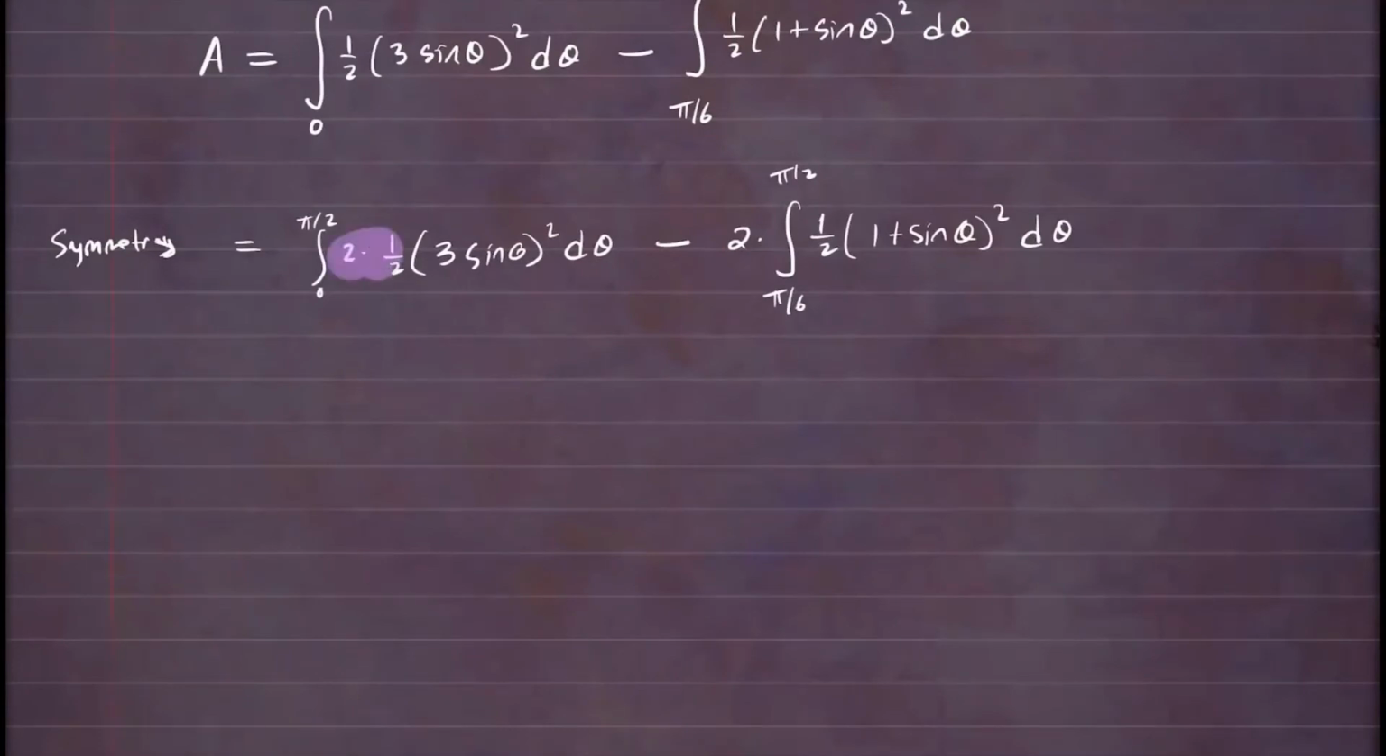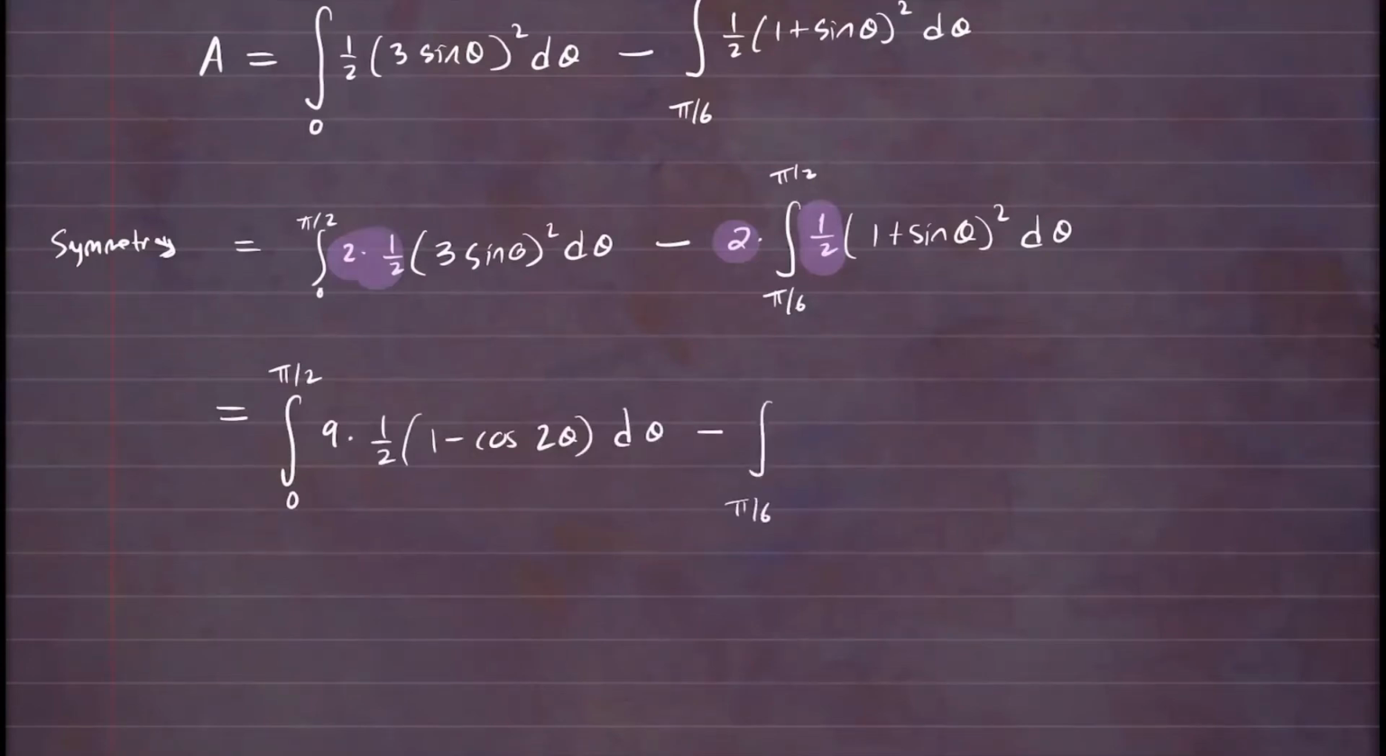Simplify before we integrate. Simplify that, and expand. We're going to use the same identity from before. So this is equal to the integral from 0 to pi over 2 of 9 sine squared theta d theta. Well, we know what sine squared theta is, so I'm going to replace it here. This is 9 times 1/2 (1 minus cosine 2 theta) d theta, minus, the 2.5 cancels, for the second integral.